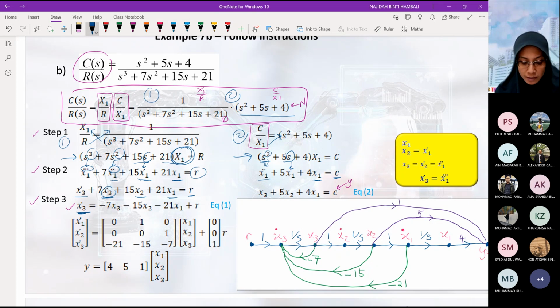Next, again, we determine the state variables. Start with 4 x1, the polynomial function without s. So this one becomes x1. On the left of 4 x1, it becomes x2. On the left of 5 x2, it becomes x3, equal to C. In this case, C is your output. This is your output. So we need to consider that C is also equal to y in this case.